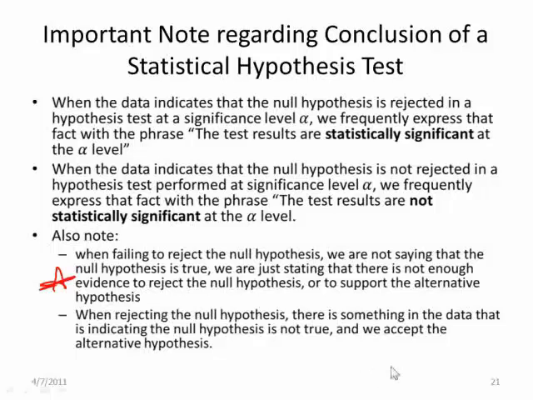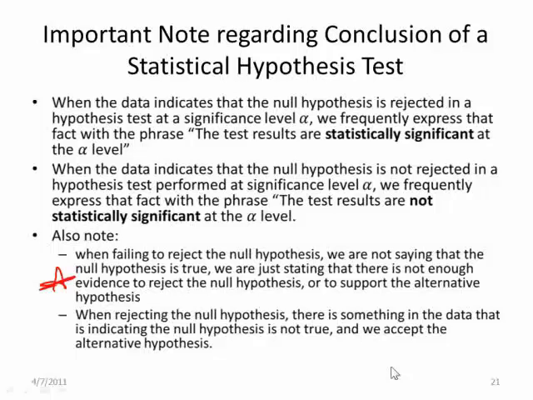Again, we're not saying that the alternative is true. It's just that we found enough evidence within the data that says we need to move from the null to the alternative, that something is going on in the data to say there is some sort of a difference going on in this situation. Okay.